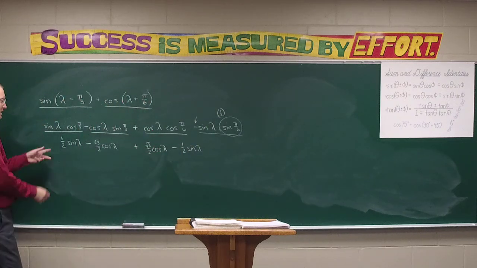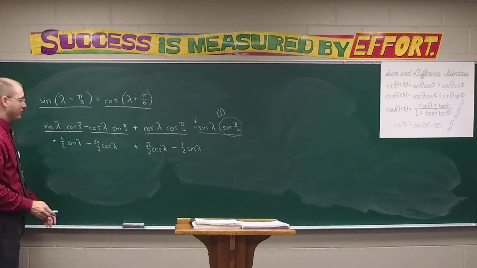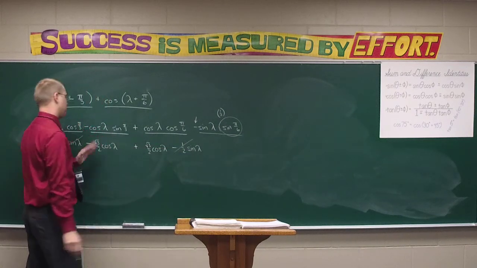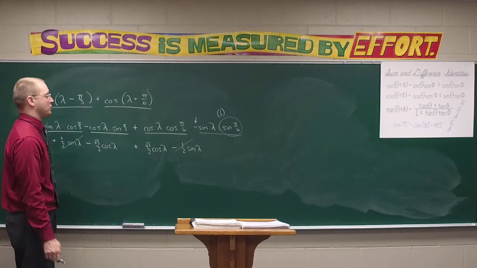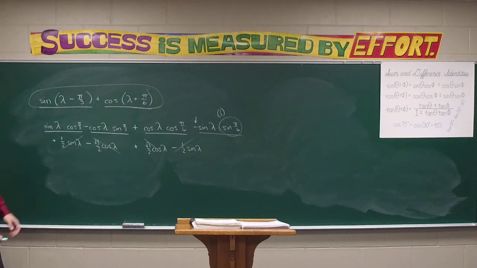All right. Now I notice though I've got a positive one half sine lambda and a negative one half sine lambda. Cancel. I've got a negative square root of 3 over 2 cosine lambda and a positive square root of 3 over 2 cosine lambda. Cancel. In other words, this is a big nothing. Literally.